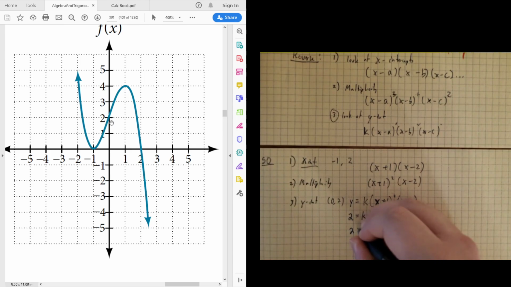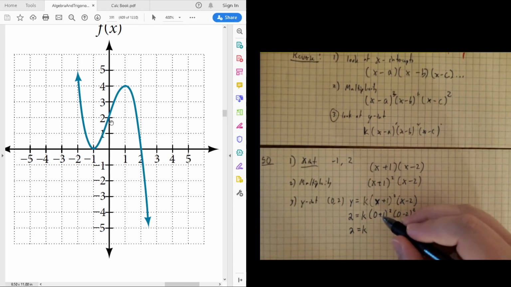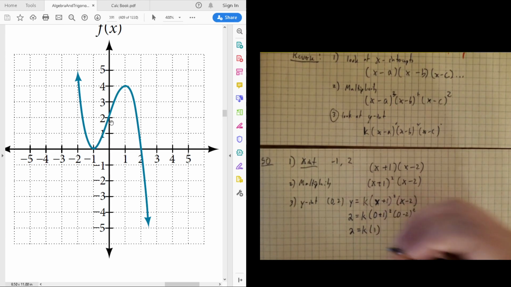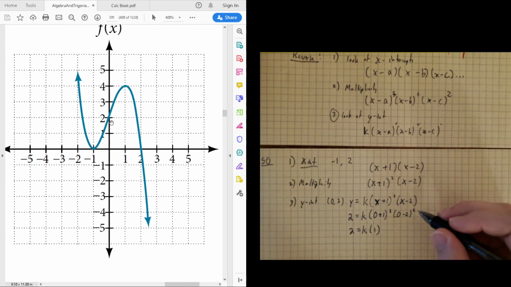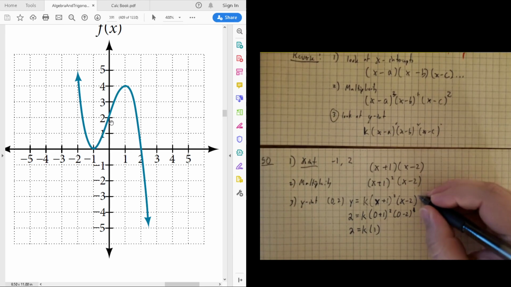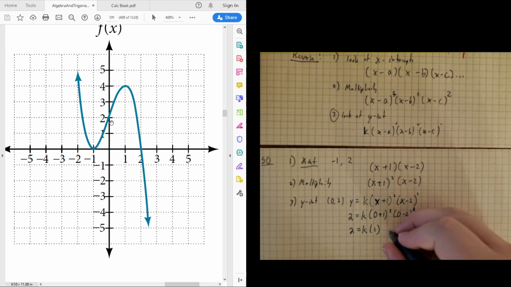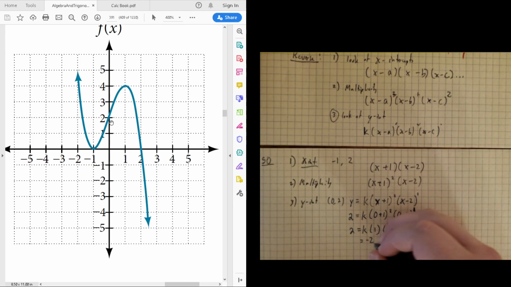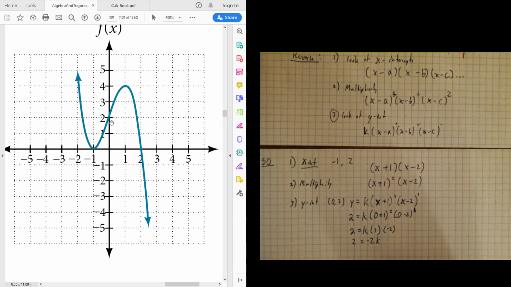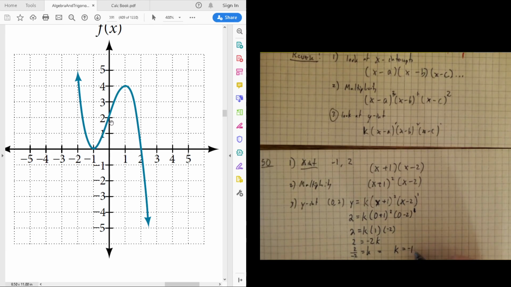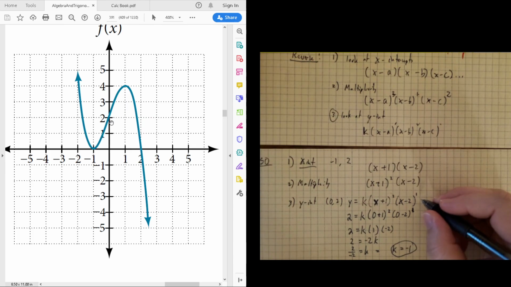So 2 equals k. 0 plus 1 is 1. Square that is 1. 0 minus 2 is -2 to the first power. Why am I writing a 2 there? I don't know. To the first power is going to be -2. K times 1 times -2 is going to be -2k. And I can divide to get k by itself. So I would get 2 over -2 equals k, or k equals -1.